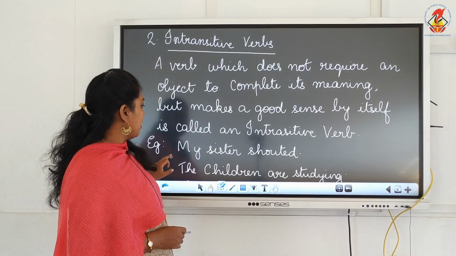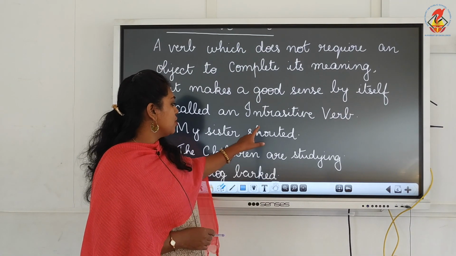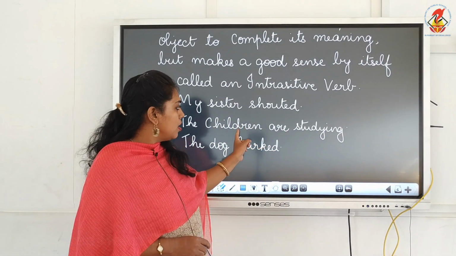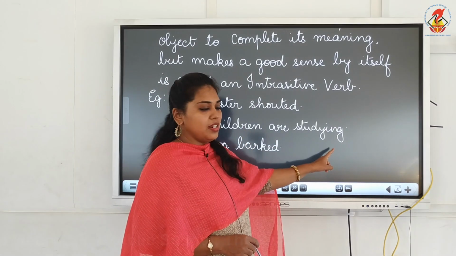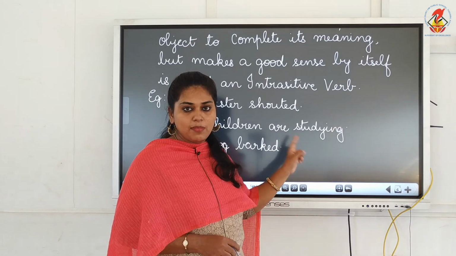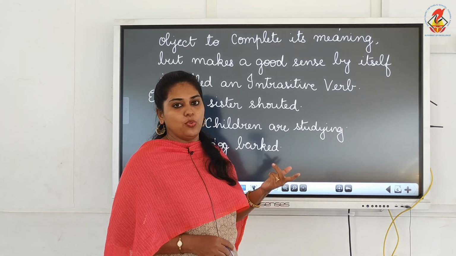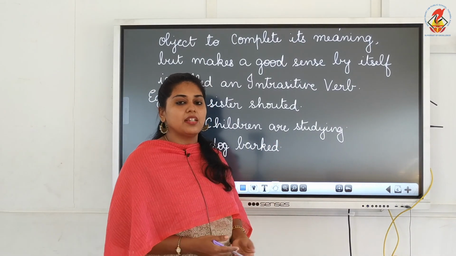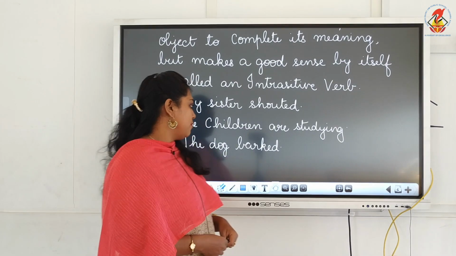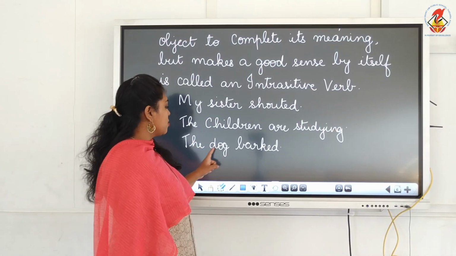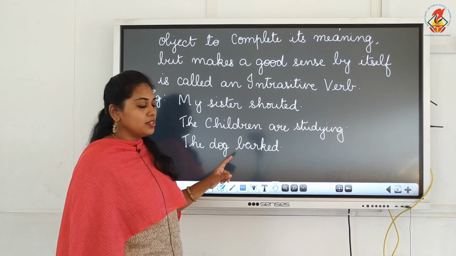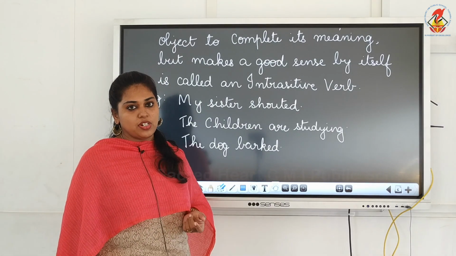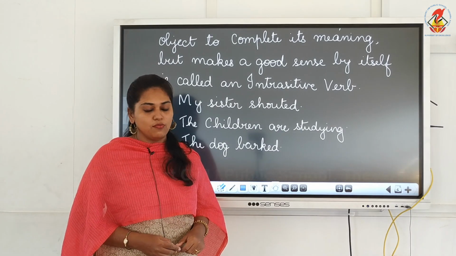Okay. Look at the next example. The children are studying. What is the subject here? Children. And what is the verb here? Are studying. Do we need the support of an object to complete the meaning of the sentence? No. So, this itself is enough. The subject and verb is enough to give a complete meaning. So, such a verb is what we call an intransitive verb. Let us look at one more example. The dog barked. Here, what is the verb, children? Barked. This sentence also gives a complete meaning without the support of an object. So, this is what we call an intransitive verb.